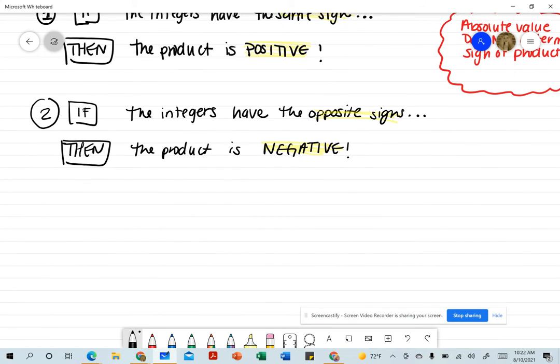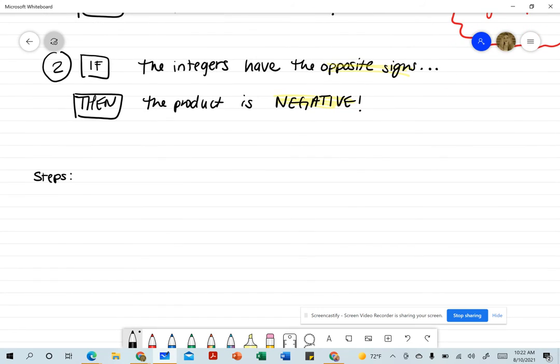Let's first list our steps. So how do we solve a multiplication problem? Well, step one, you literally multiply the integers as if they were positive. You don't worry about the signs at first. You see two numbers, you multiply them as if they're positive.